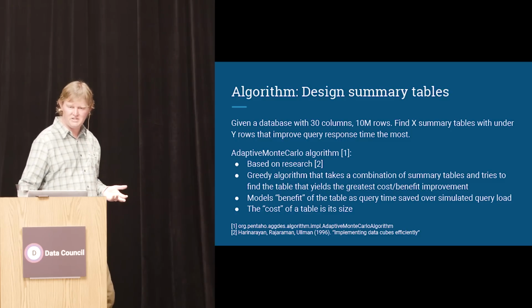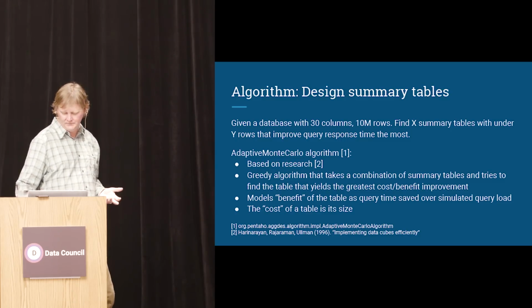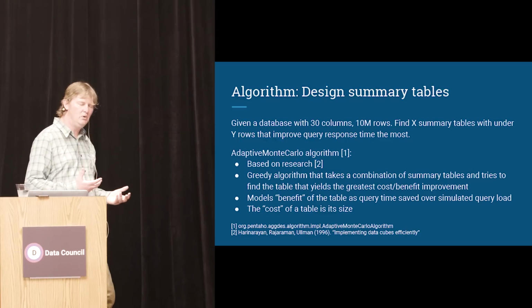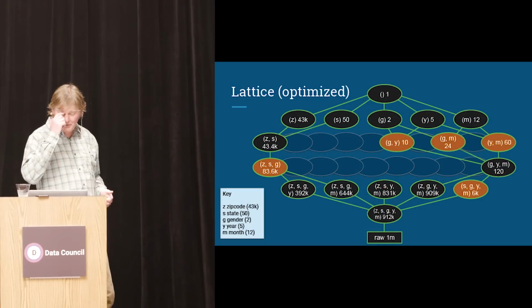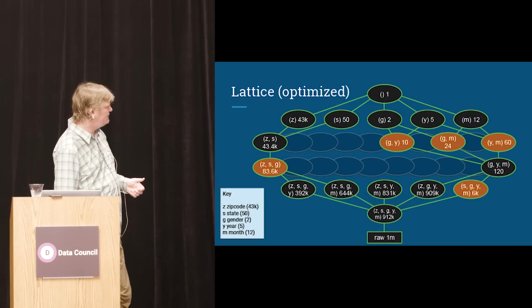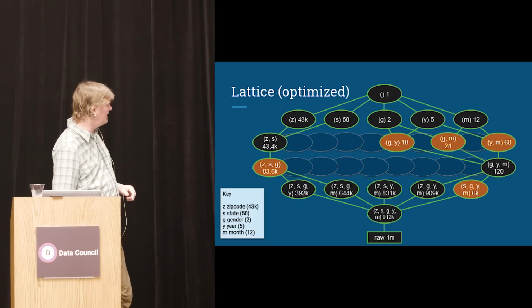There is an algorithm to design these summary tables based on the statistics. It's a pretty well-established algorithm. It works statically. You don't have to see what queries have been run. But it will produce something like this, which basically suggests the orange ones are the summary tables it's decided to create.